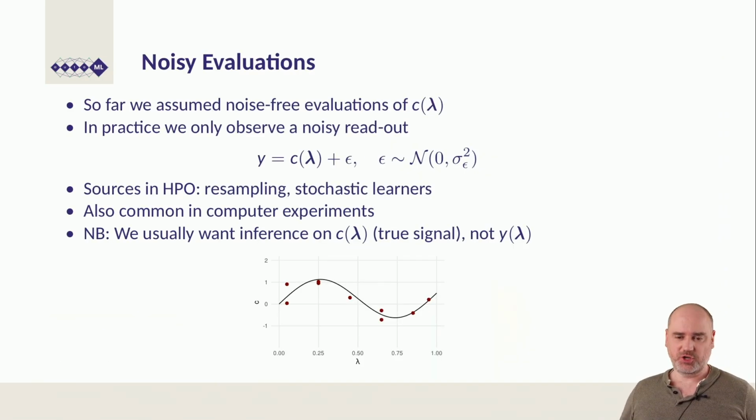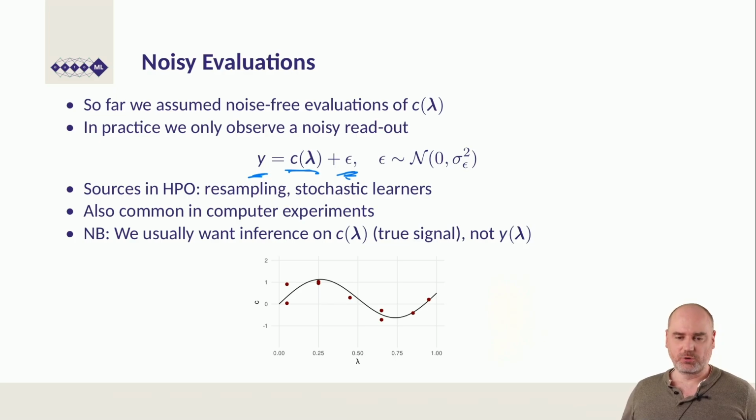I've foreshadowed this a little bit already in the sessions before. In most of the parts before, I assumed that we are facing noise-free evaluations of the cost function lambda. This is somewhat unrealistic. In practice, we usually observe a noisy readout. Written down mathematically, we're evaluating our true underlying cost function, but there's some random noise on top of that, so at the end we observe this randomized version of C of lambda, which I'm calling y here. So y is cost plus this random noise epsilon.